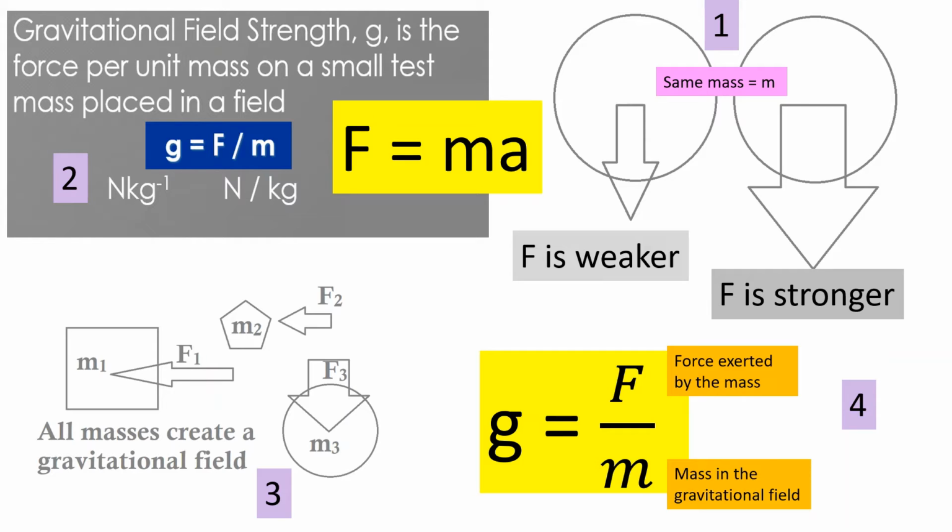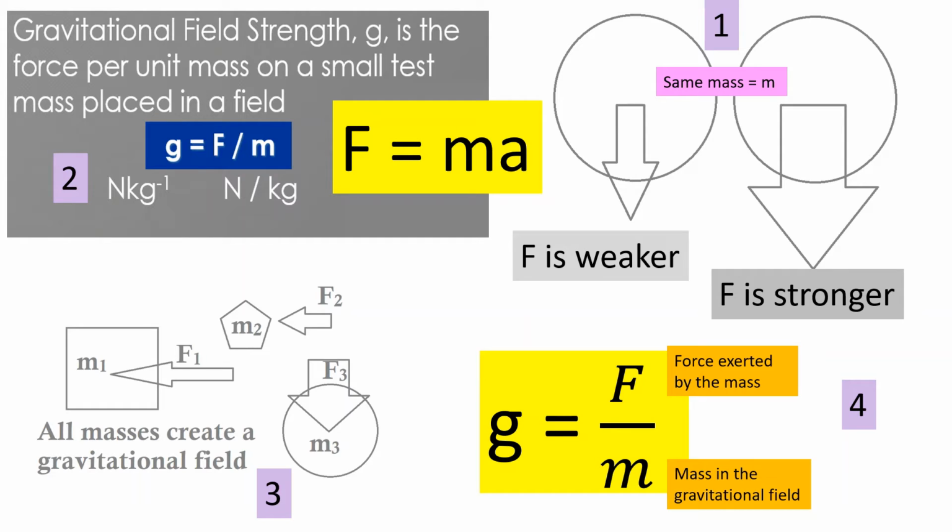However, this is just focusing on the individual masses. If all of those 3 objects were in space and an object were placed somewhere close by, then the force exerted on that object will be the vector sum of all those forces, F1 plus F2 plus F3, but it won't be represented by the same diagram.